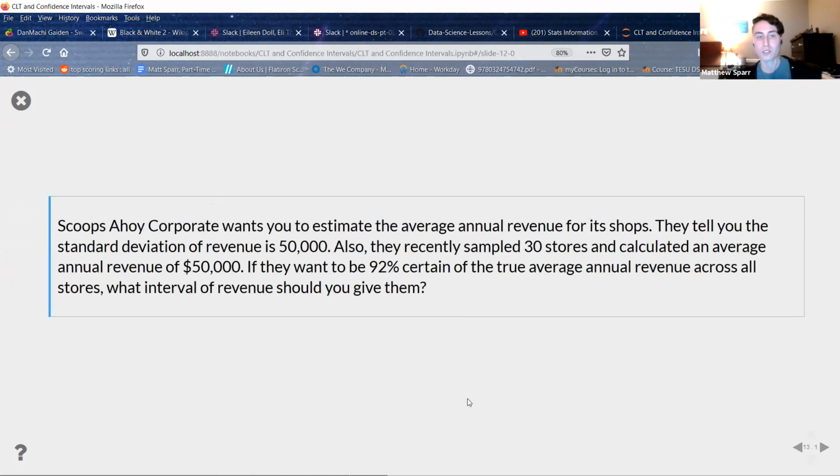So using this, we're going to try to solve a problem now. The Scoops Ahoy corporate wants you to estimate the average annual revenue for all of its shops. They tell you that the standard deviation of revenue is $50,000. Also, they recently sampled 30 stores and calculated an average annual revenue of $50,000. If they want to be 92% certain of the true average annual revenue across all stores, what interval of revenue should you give them?